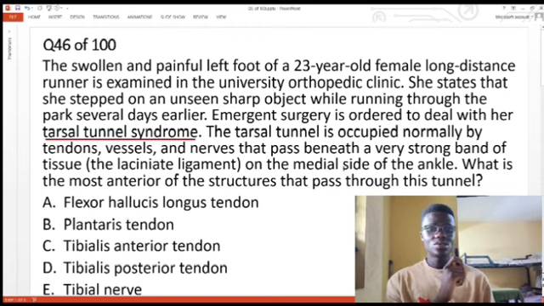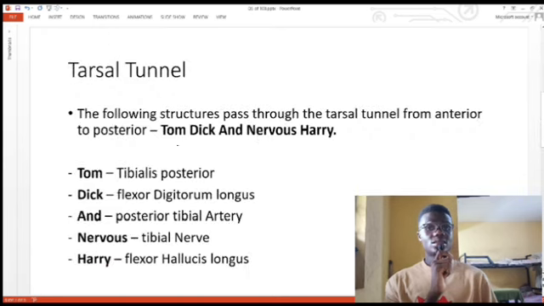But the question did not ask us which nerve was compressed or what caused the tarsal tunnel syndrome. The question asked us the most anterior structure that passes through the tarsal tunnel. So here it is. This is the tarsal tunnel. This is a basic summary of the structures that pass through the tarsal tunnel from the anterior to the posterior.